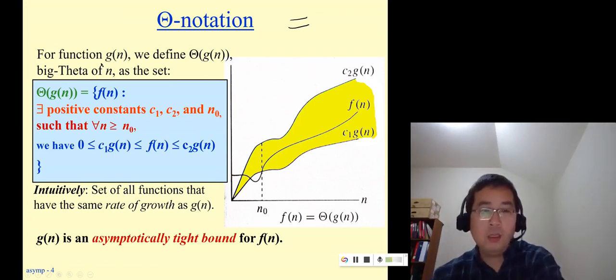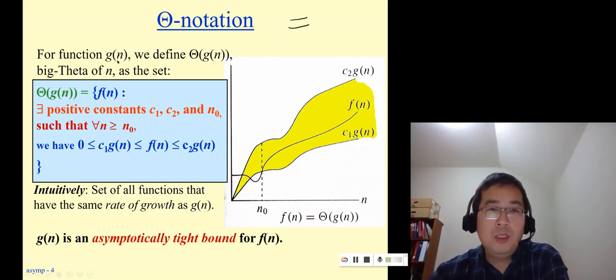So for function g of n, that's the example function we mentioned before, and then for the complexity function, the defining function, we usually use f of n. Okay, so we define theta of g of n. Just the pronunciation for this one is big theta of n. And as a set, theta of g of n is equal to a set of functions, where each one is f of n, and f of n meets such a condition.